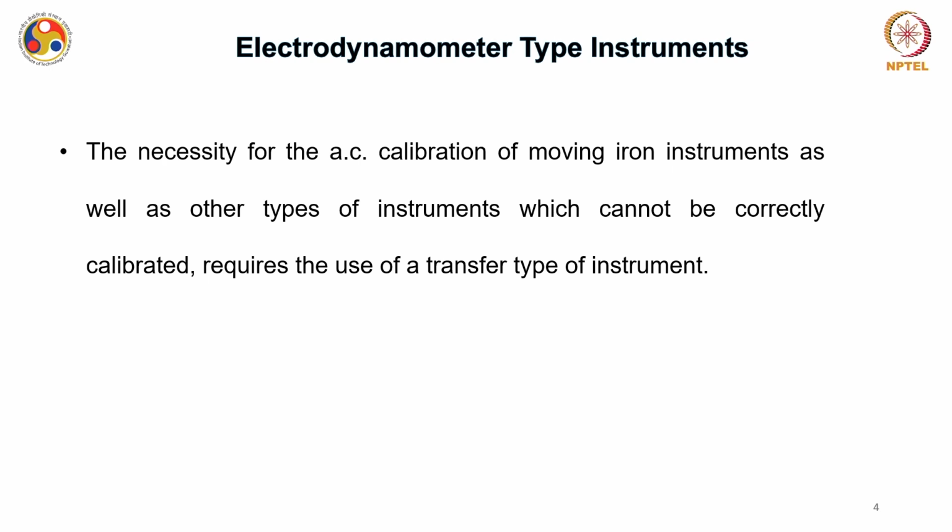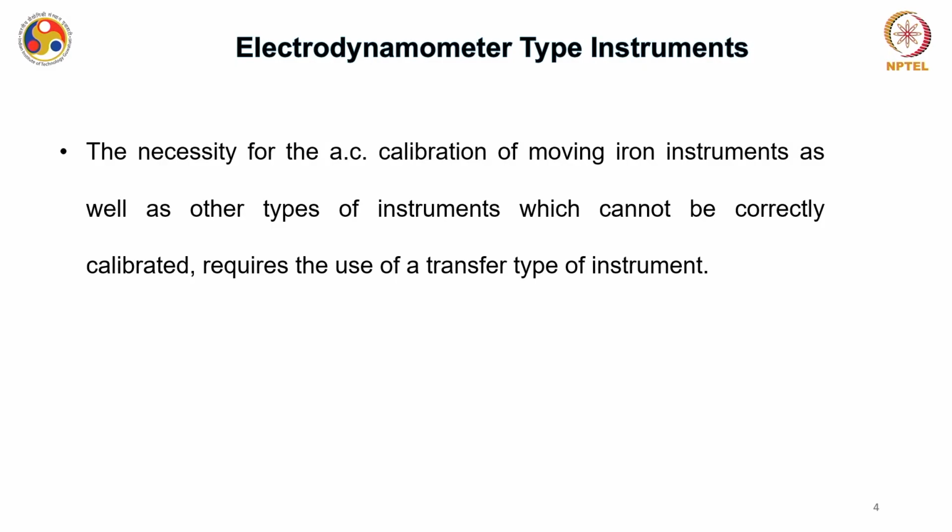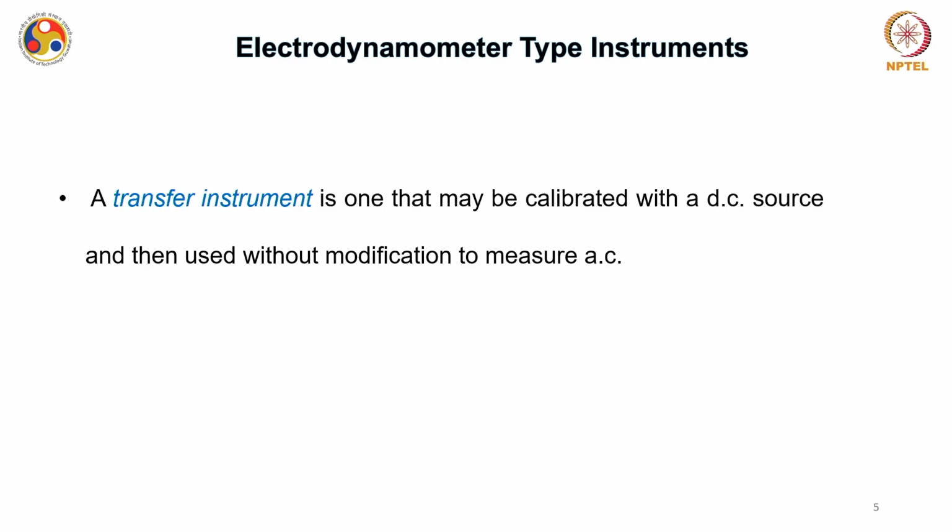However, since this instrument can measure AC, there are certain instruments which can measure both AC as well as DC. So, the necessity of the AC calibration of this moving iron instrument, as well as other types of instruments which cannot be correctly calibrated, requires a special kind of instrument known as a transfer instrument. A transfer instrument, if I have to define, is one that may be calibrated with a DC source and then used without any modification or any further calibration to measure AC current.